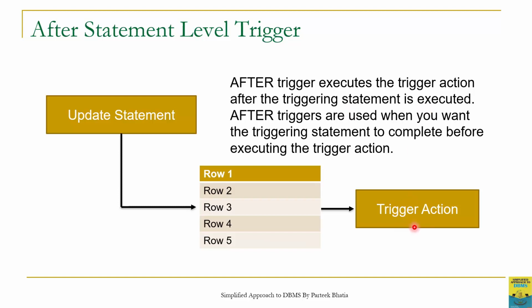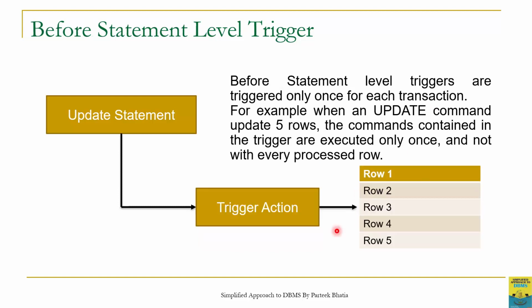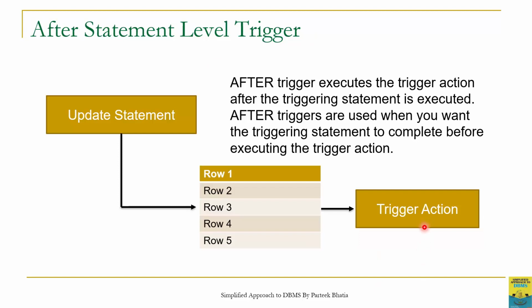So this is called an after statement level trigger. You can clearly see that in a before statement level trigger, the trigger action is performed before updating these 5 rows of the table, while in the case of an after statement level trigger, the trigger action is performed after updating these 5 rows of the table. After triggers are used when you want the triggering statement to complete before executing the trigger action, as indicated in this case.